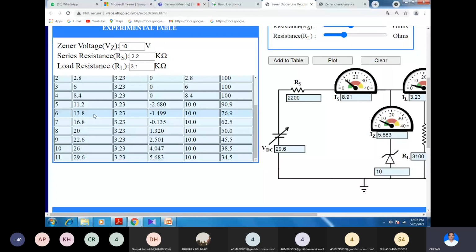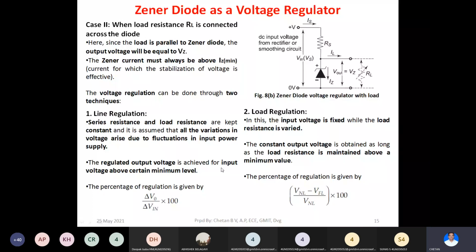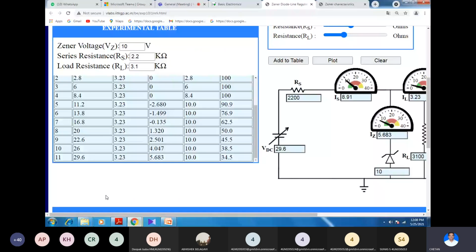So any change in the input, meaning this voltage VDC, results in no change in the output, right? And you may observe one more important thing here. You can obtain constant output voltage only if the input voltage is above a certain minimum level. This minimum level you can find in this table, right? The minimum level is nothing but 10 volt.